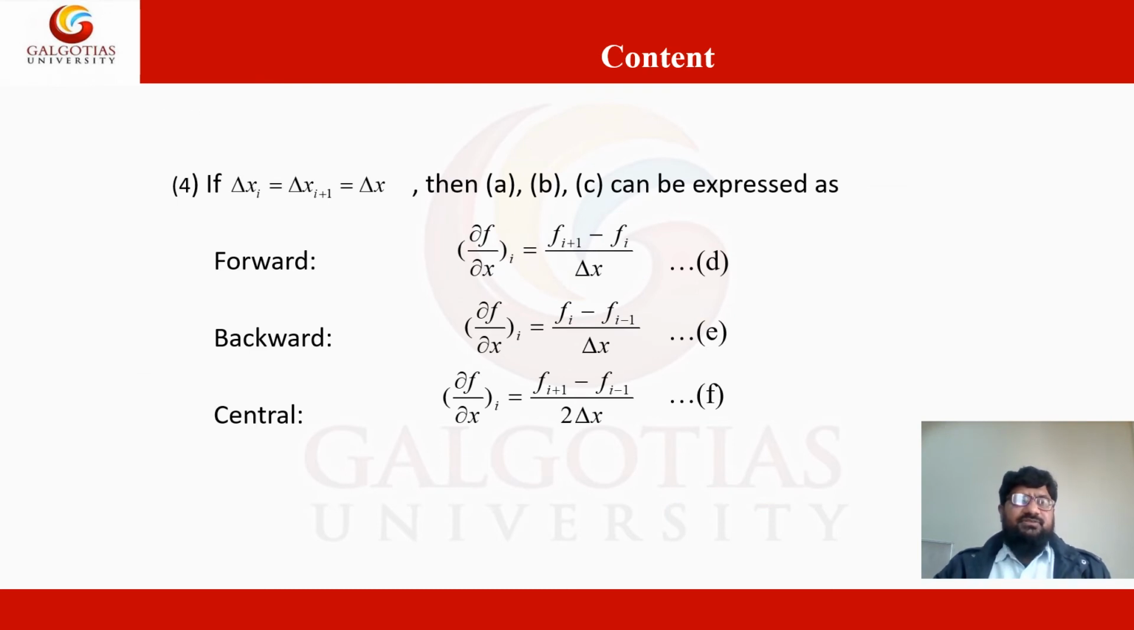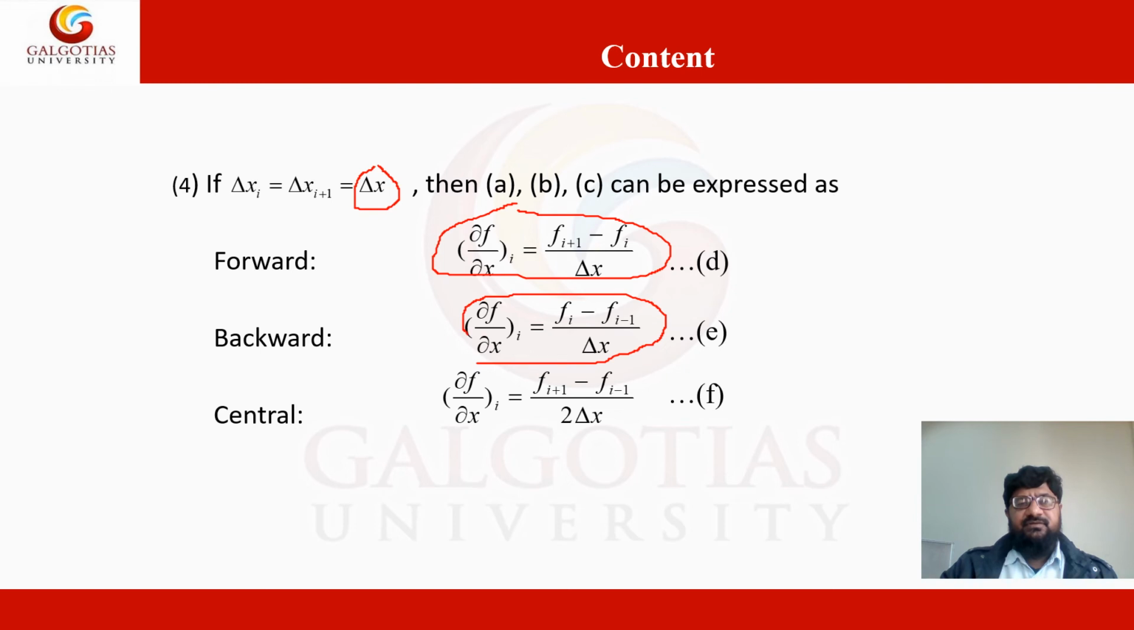So if we consider that the mesh spacing, or the distance between two nodes, is uniform or constant, then we can call the grid uniform. In this case, the forward differences can be written as this, the backward differences can be written as this, and the central difference can be written as this. So basically there are three formulas for approximating the derivative of f at location i.